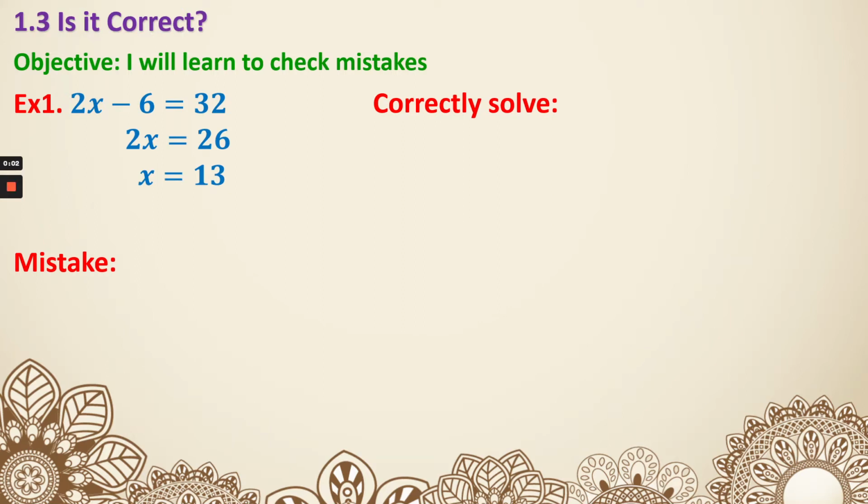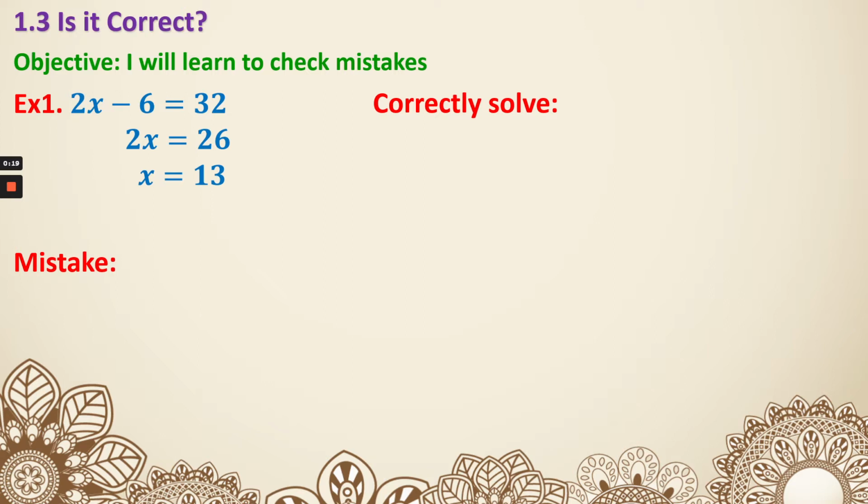Today we're going to talk about 1.3. In this lesson, instead of doing the questions by ourselves at the beginning, we are going to learn how to check other people's mistakes and understand how they made these mistakes. Let's look at example 1.